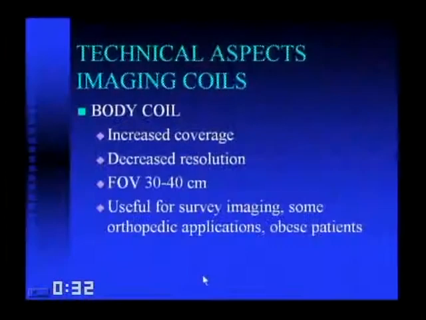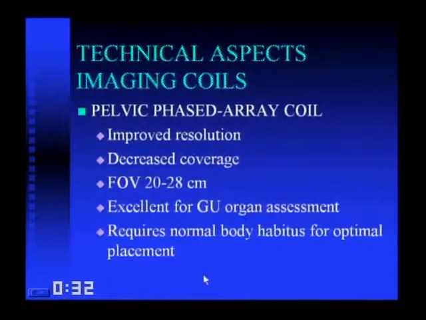First off, to go through some technical aspects, body coil imaging, we're going to go through the coils you can use. Using a body coil will give you increased coverage at the expense of resolution. It's useful for survey imaging, orthopedic applications, and of course in obese patients in whom the surface coils won't work. Pelvic phased array coil imaging will improve resolution, but you have decreased coverage. You have an FOV of only 20 to 28 centimeters. This is excellent for GU organ assessment, but does require normal body habitus for optimal coil placement. If the coils are too far apart from each other, you won't be getting any signal from the center of the body.